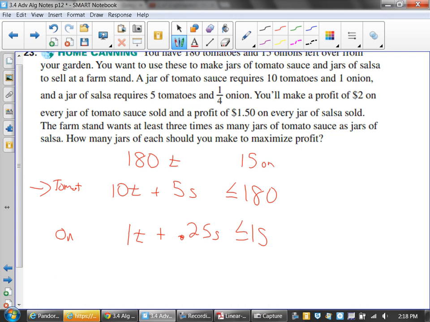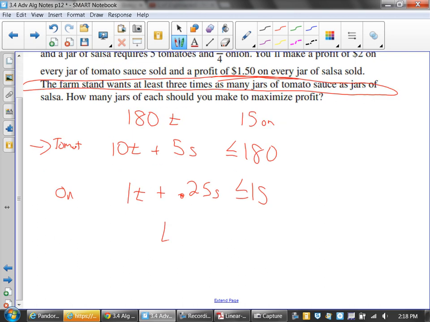It's all positive values, you can't use anything negative, but the trick here is the farm stand wants to use at least 3 times as many jars of tomato sauce as jars of salsa. So this is the trick part. Tomato sauce has to be greater than or equal to 3 times the salsa, and remember, everything is going to be positive. If you recall yesterday when we did that problem that had that diagonal component, one that was not in standard form, to find the intercepts, remember we plotted that last.